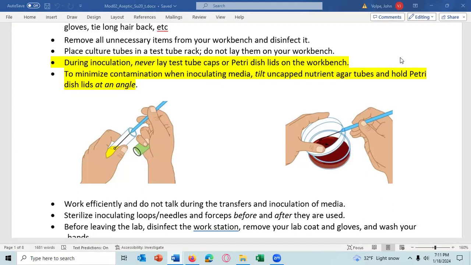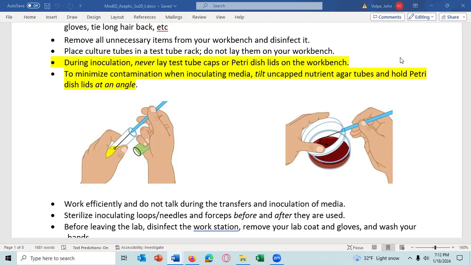You should never put it upside down on the table either, because things can fall out of the air and then go into the lid or the cap. And then when you put it over your container, the bacteria that are on the lid could then fall down into your dish or the tube.